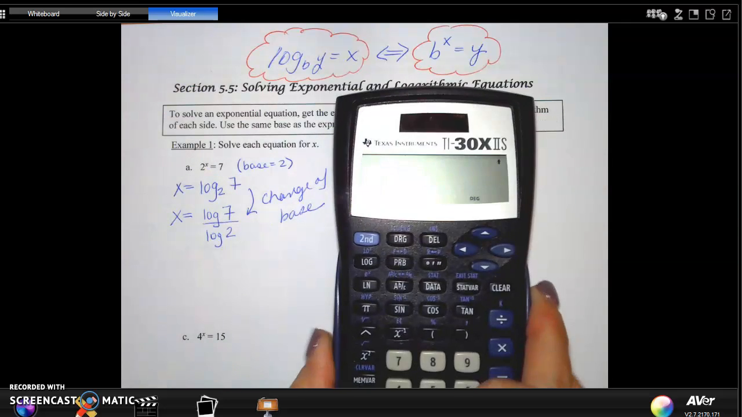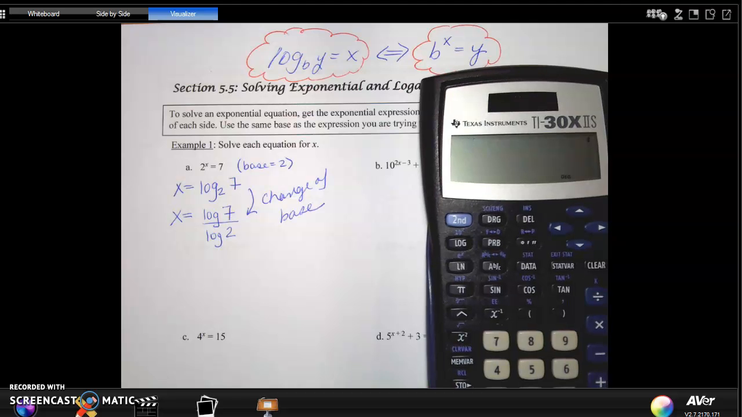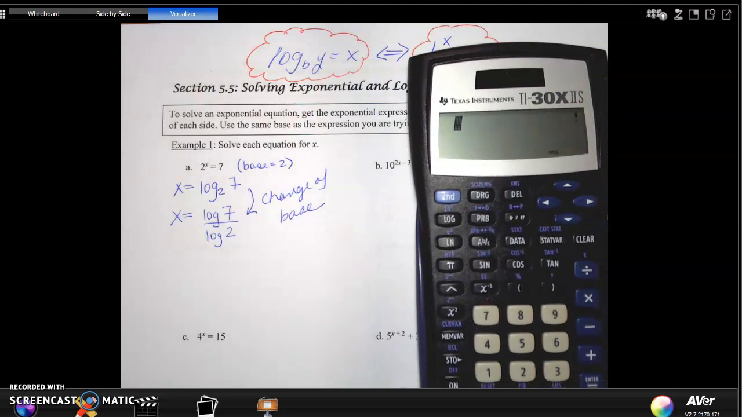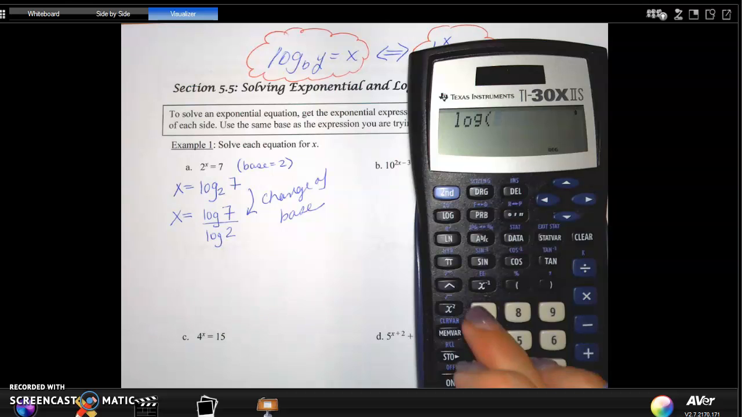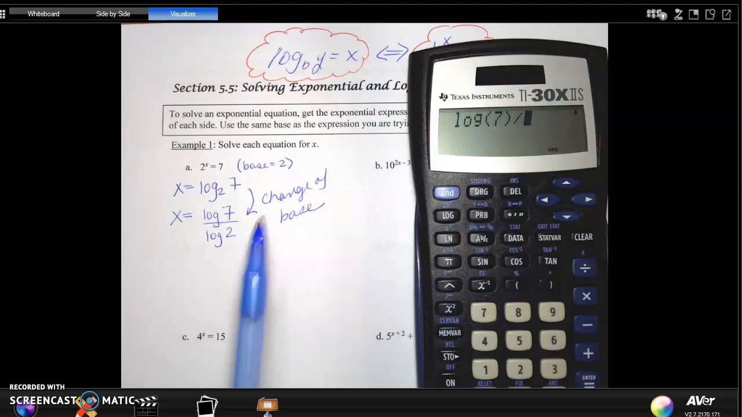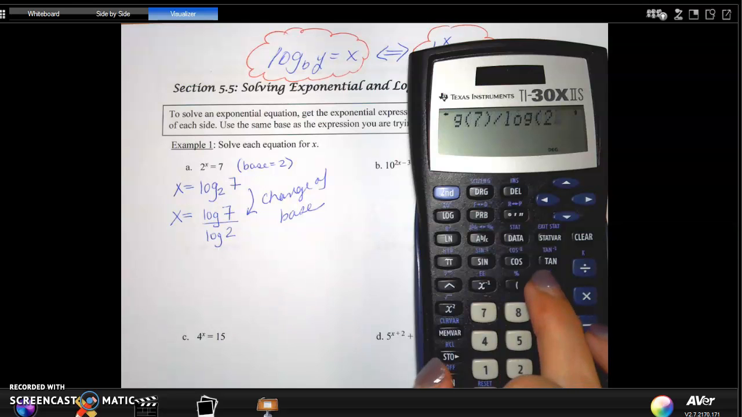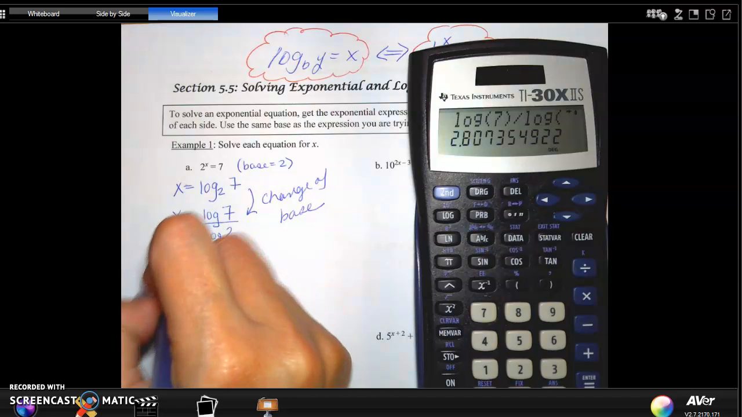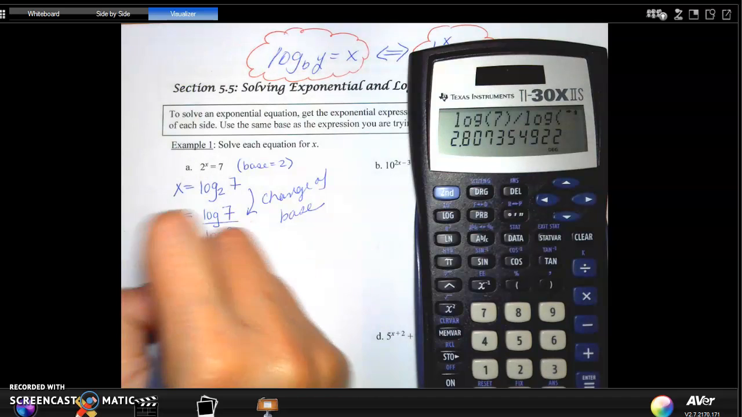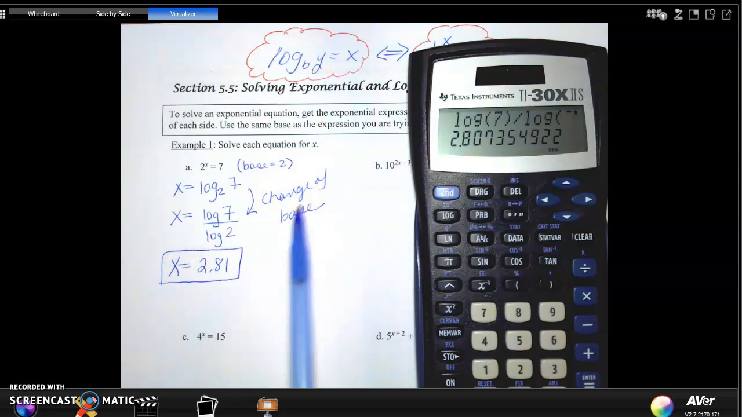So in your calculator, what you're going to do is you're going to use this log button that's right here. This is log base 10. So you're going to type in log of 7, and close your parenthesis, and say that's divided by log of 2. So that's common log of 2, and close that parenthesis. And your answer will be 2.81. And that's what you need to do if you have one of these small blue calculators.